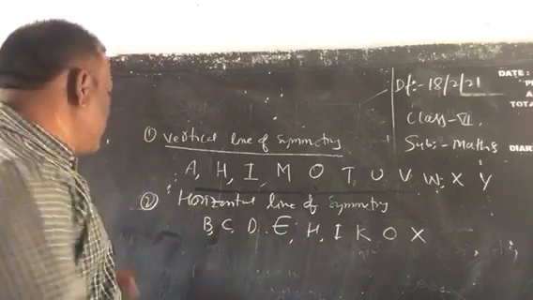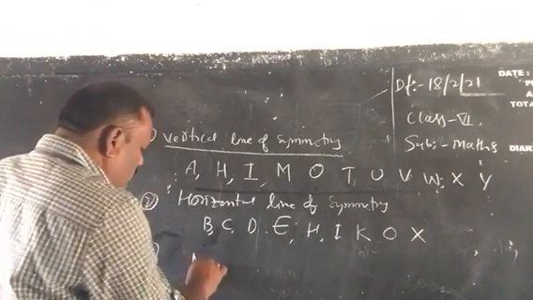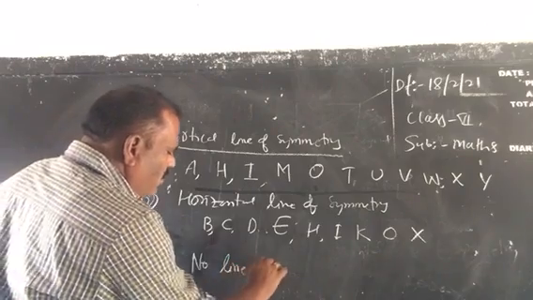Next, the third one, no line of symmetry, children.